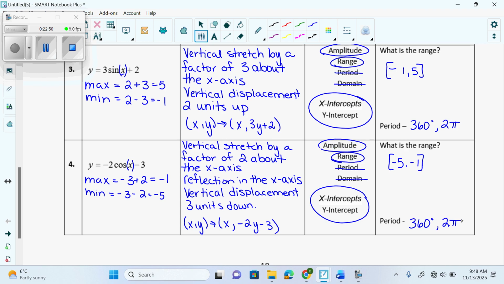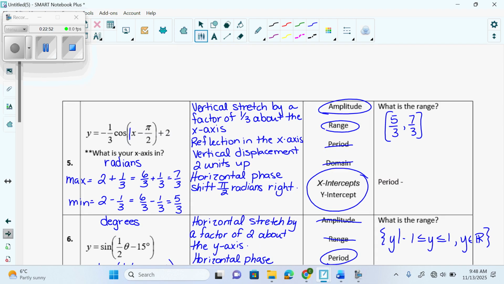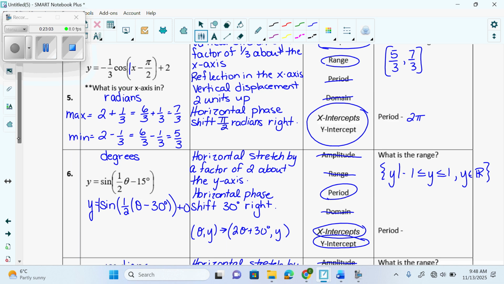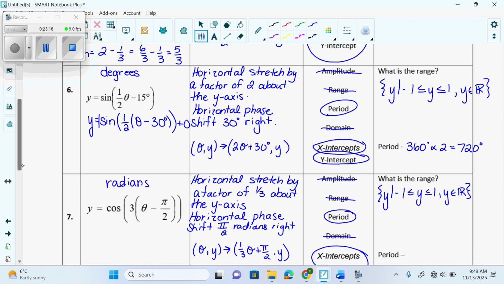The next one is in radians. So what's it going to be? 2 pi, because there is no horizontal stretch. The next one's in degrees. We're stretching it by 2. So it's going to be 360 times what? Which is 720 degrees. And then the last one is in radians, and we have a stretch by 1/3. So it's going to be 2 pi times 1/3, which is 2 pi over 3. Then go ahead 2 pages.